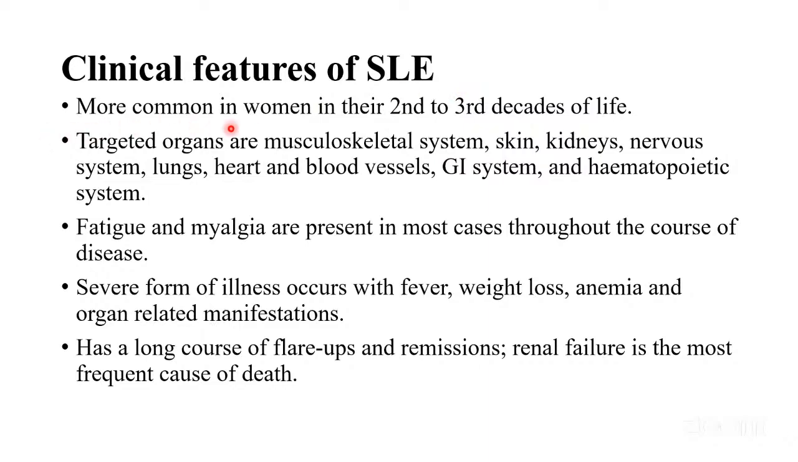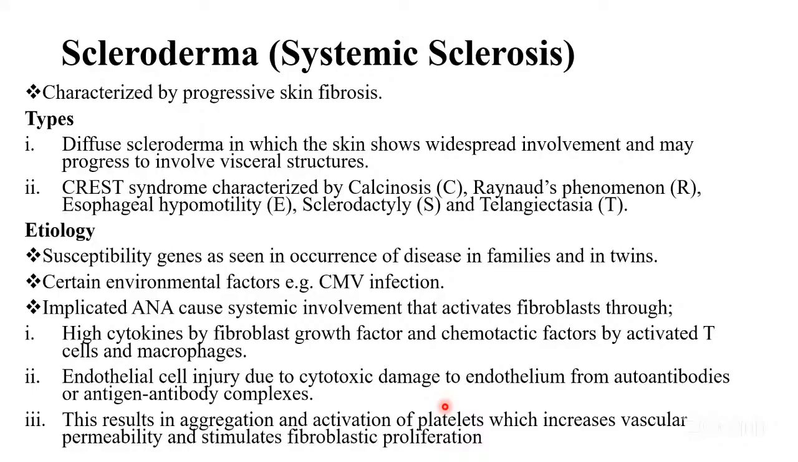Features of SLE: most common in women in the second and third decades of their lives, in their 20s and 30s. Target organs are the musculoskeletal system, skin, kidneys, nervous system, lungs, heart, blood vessels, GI, and hematopoietic system. It causes fatigue and myalgia that's present in most cases. And then a severe form of illness will also occur with fever, weight loss, anemia, and organ-related manifestations, and has long flares or flare-ups and remissions, and renal failure in most of the cases, and even death.